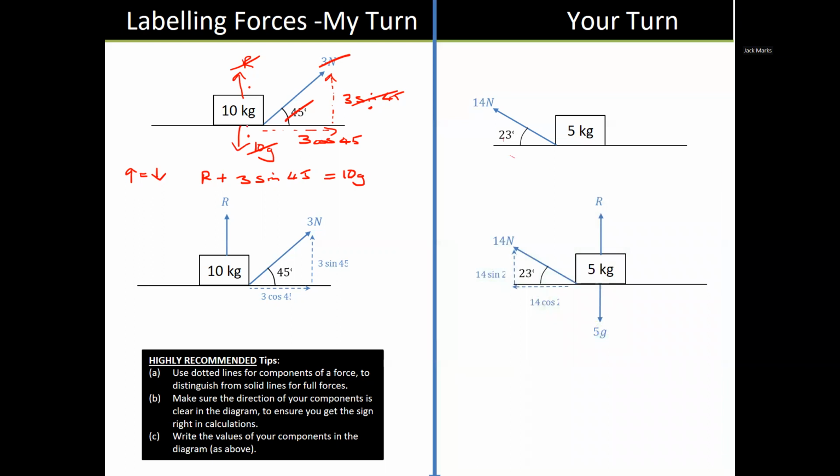And as I did on the diagram on the left, actually, the 10g could be drawn here, should be really. And you could do the same thing there. And in this diagram, if we're told that it's an equilibrium, which seems reasonable that it's on the table, you could work out the R force if you wanted to. Notice it's a bit more complicated than just saying R equals 5g. That's not true. It's R plus 14 sine 23 equals 5g.